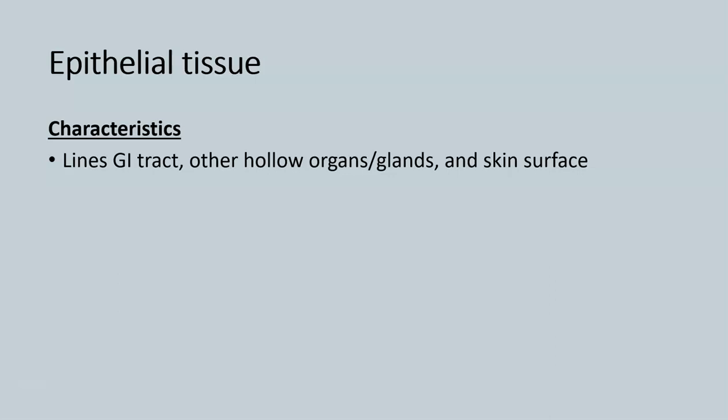So we're going to see that this is a lining tissue. It lines our GI tract, hollow tubes, and our skin. So anything that would be exposed to an opening, it always lines an opening of some sort. So a tube or a hollow organ or a skin. So they are going to be closely packed together to form these sheets. Some are just one cell thick and some are multiple cells thick.